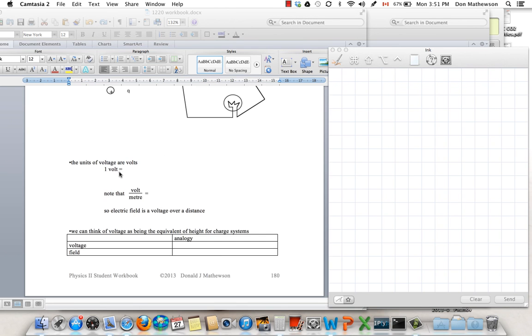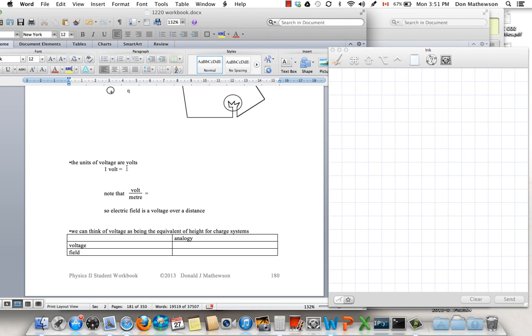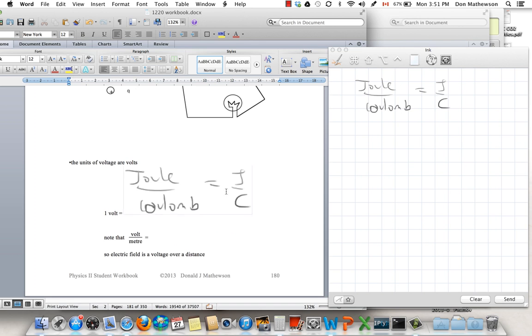Okay, good. So the units of voltage are volts, and a volt is a joule per coulomb. It's an energy per charge. Now notice a voltage divided by a distance, volt per meter. Well, a volt we've just seen is a joule per coulomb, but a joule is a newton meter. So a volt per meter ends up being a newton per coulomb, consequently a unit of electric field.